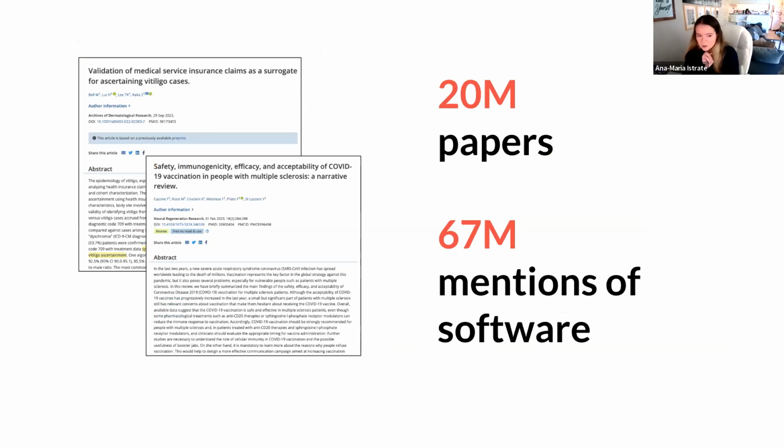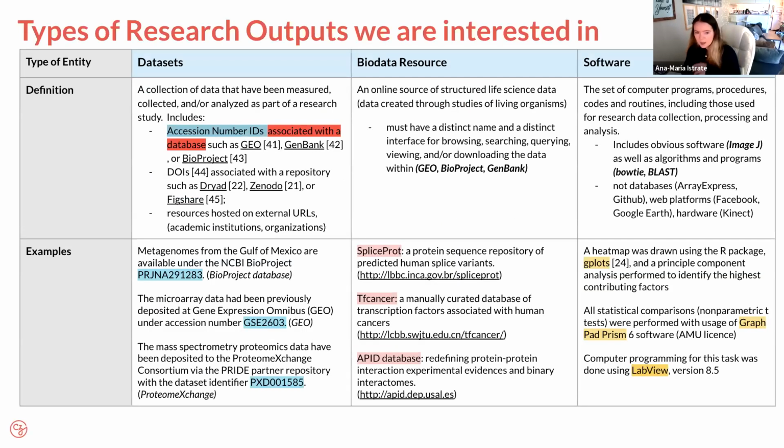So we ran all of these algorithms on 20 million papers, and we got a total of 67 million mentions of software. This is before disambiguating them, and we made all of this data available. It's under a CC0 license.